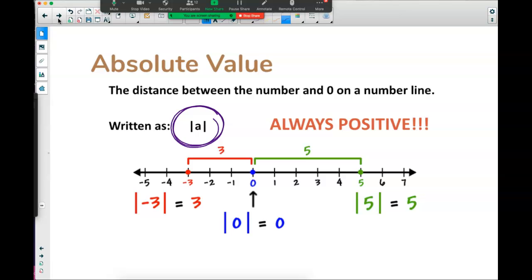The other key thing that I want you to make sure and write in your notes is that absolute value is always positive. No matter what, it has to be positive. Okay, and it's always positive because distance has to be positive.